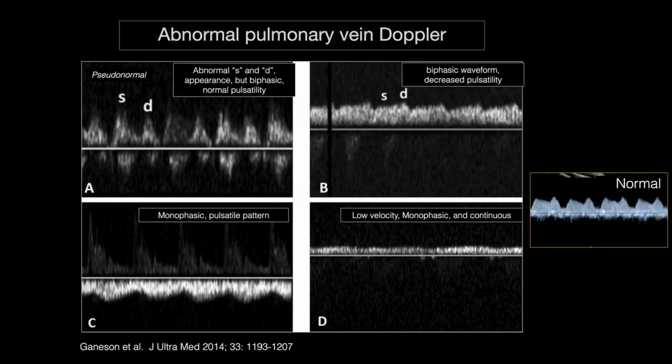So these are some examples I think that are helpful from this paper that was published in JUM in 2014 by Gannison et al. That just shows you some different examples of abnormal pulmonary venous flow. In their paper, every fetus that had TAPVR, no matter whether it was obstructed or not, had an abnormal pulmonary venous waveform.